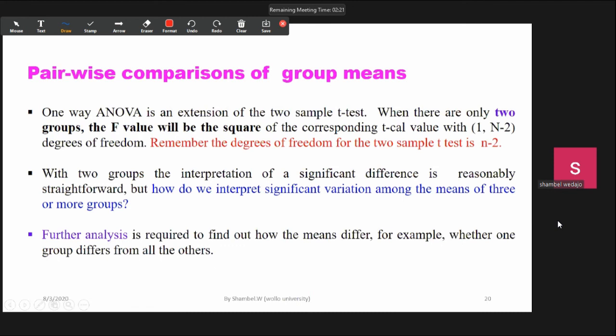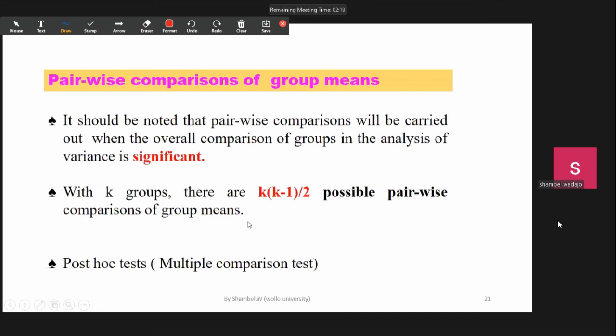In pairwise comparison, it should be noted that pairwise comparison will be carried out when the overall comparison of groups in analysis of variance is significant. Within K groups, the number of possible pairs is K times (K minus 1) divided by 2.